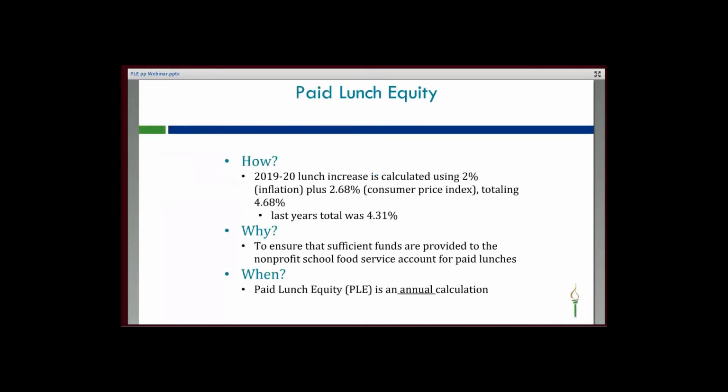So the paid lunch equity is calculated for 2019-20 for the lunch increase using the 2% inflation plus 2.68% consumer price index, totaling 4.68%. And that is specific for 2019-20. They do this annually, and last year's total was 4.31%.